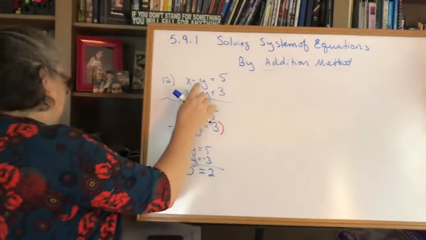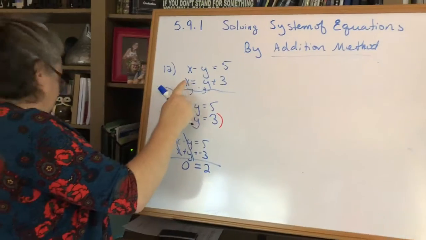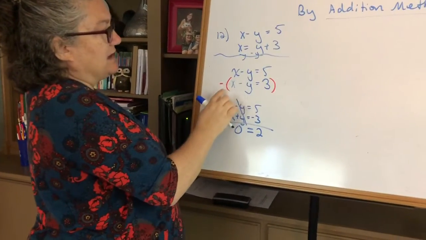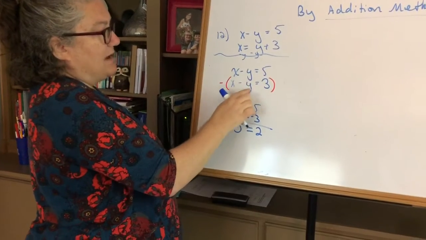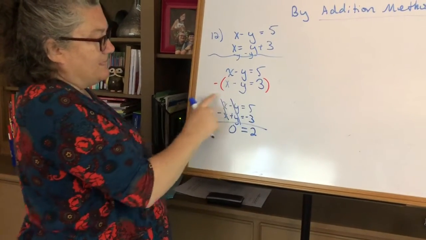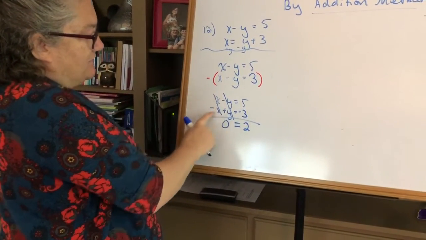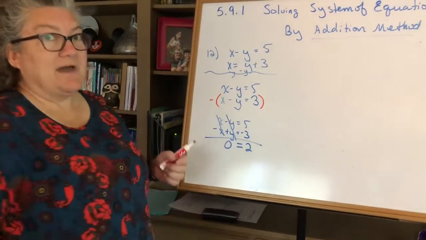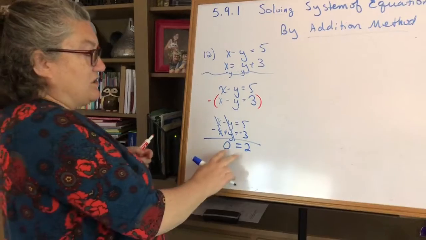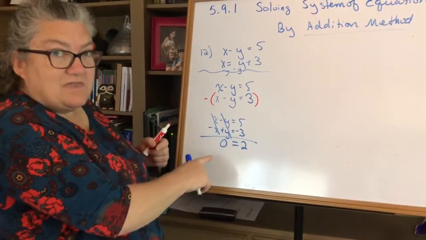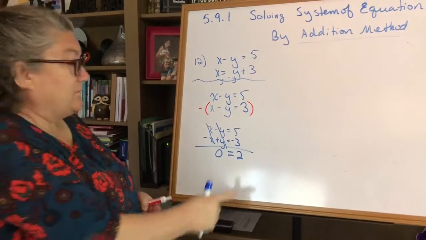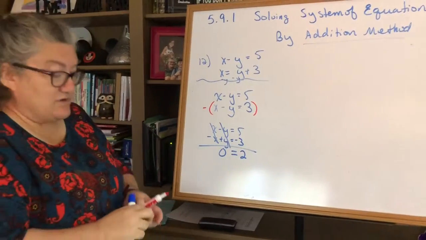It says x minus y equals 5. X equals y plus 3. X minus y equals 5. I subtracted the y, so y equals 3. Multiply by negative: negative x, positive y, negative 3. Nope, I didn't make a mistake. But see how I just don't automatically go and put an x or a y there? If you think something's wrong, go back and double check your work. This is correct, but we haven't talked about this yet.